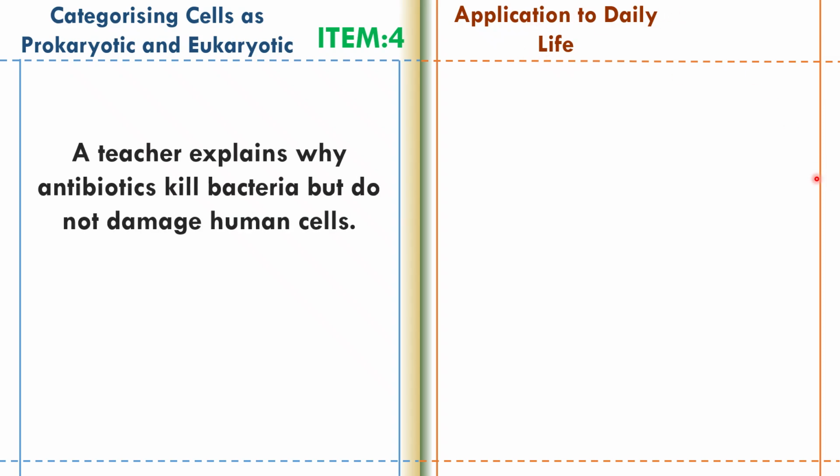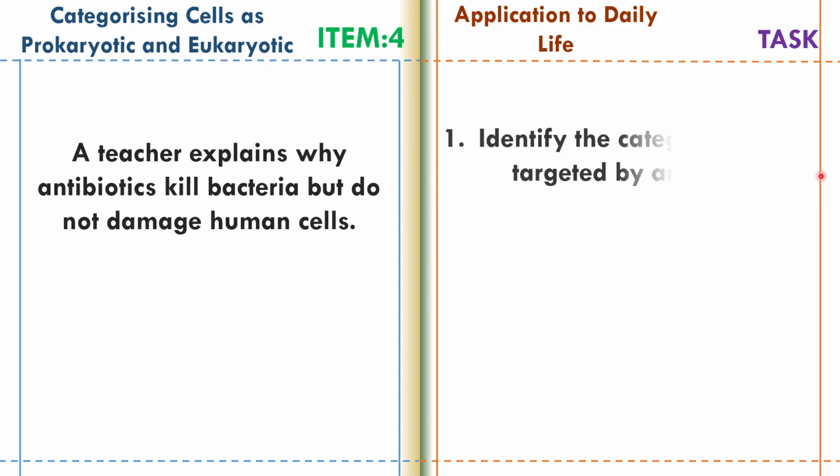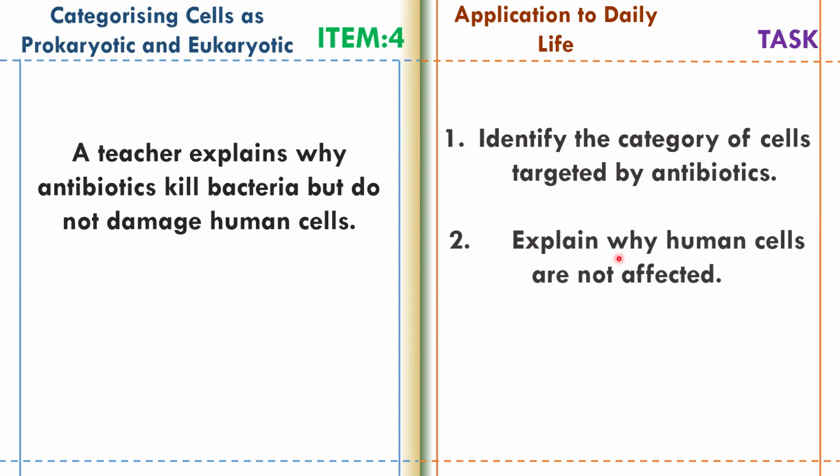Categorizing cells as prokaryotic or eukaryotic, item 4. We look at application to daily life. A teacher explains why antibiotics kill bacteria but do not damage human cells. Task: identify the category of cells targeted by antibiotics. Explain why human cells are not affected.